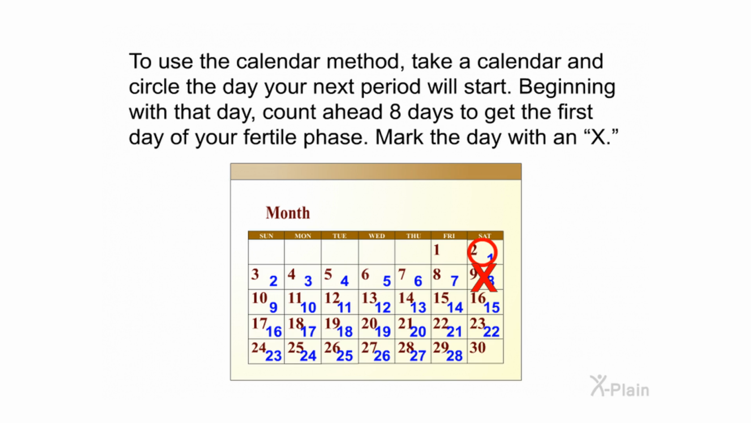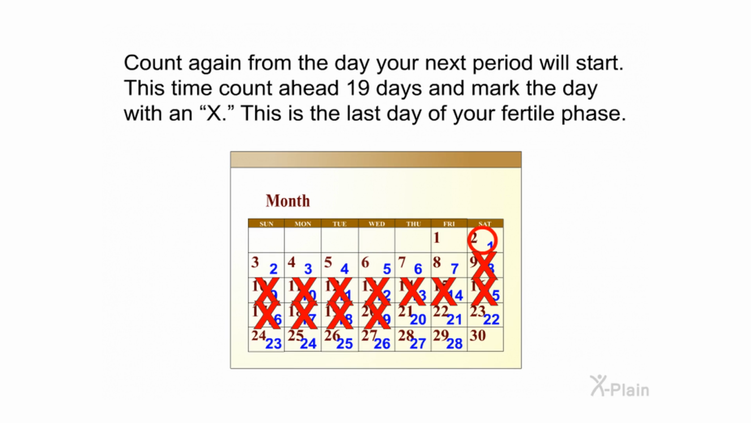To use the calendar method, take a calendar and circle the day your next period will start. Beginning with that day, count ahead 8 days to get the first day of your fertile phase. Mark the day with an X. Count again from the day your next period will start. This time count ahead 19 days and mark the day with an X. This is the last day of your fertile phase.